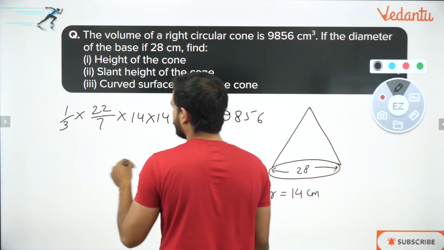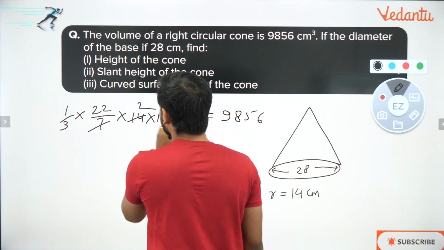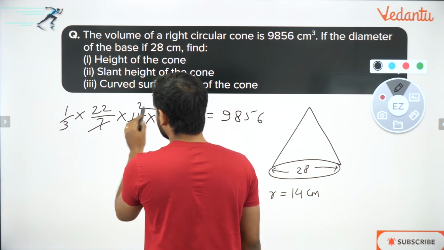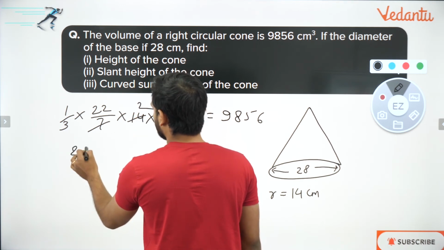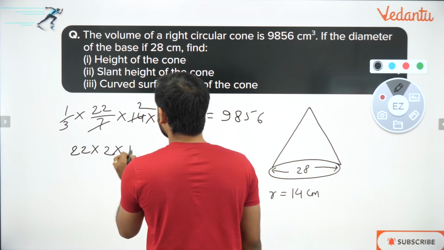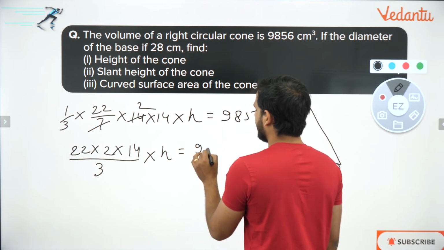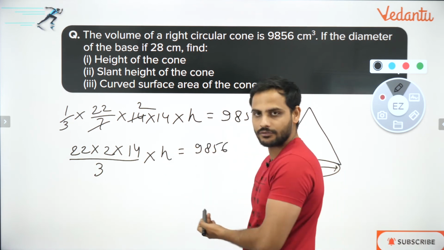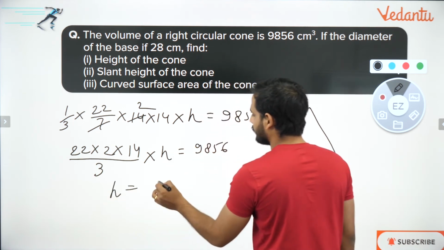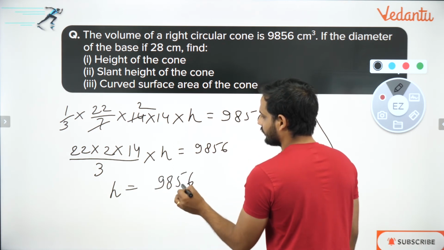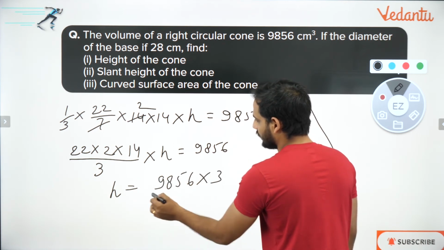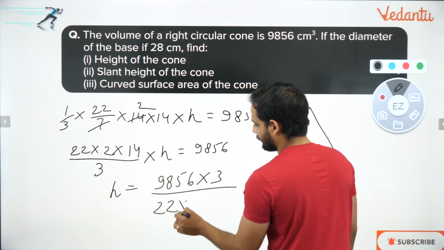Very good. Chalo. So now what we can do here, 7 2s are 14. So we are left with 22 into 2 into 14 by 3 into h is equal to 9856. So definitely cancellation has to be done. So shift, h is equal to 9856 into 3 will come in the numerator, rest all in the denominator.